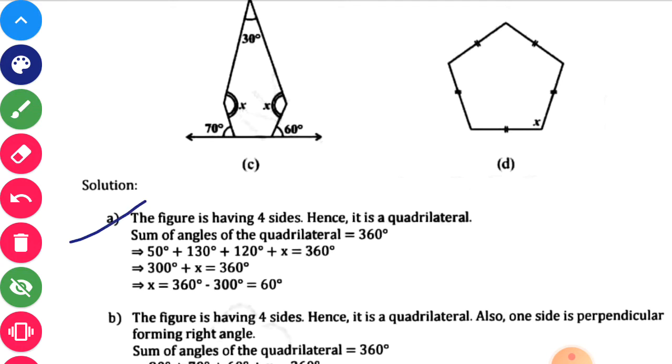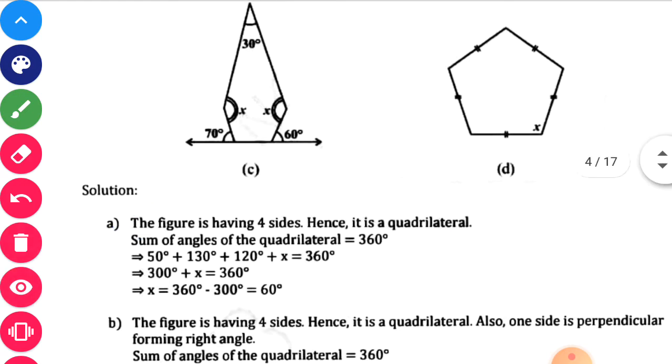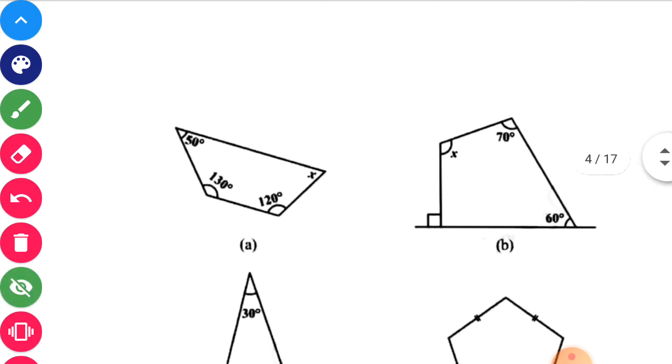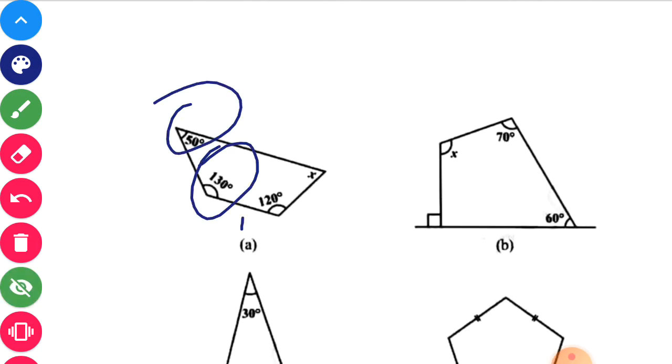So what can we write? The figure has 4 sides, hence it is a quadrilateral, and the sum of all the angles is equal to 360 degrees. So there are a total of 4 angles. Out of the 4 angles, 3 angles are given here: 50, 130, 120, and x.